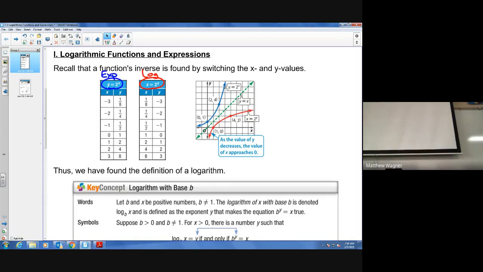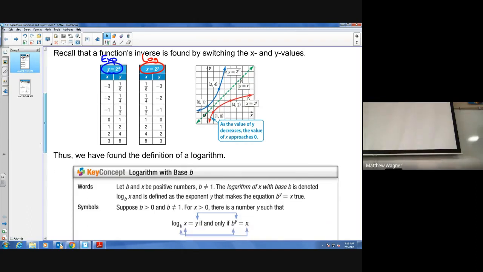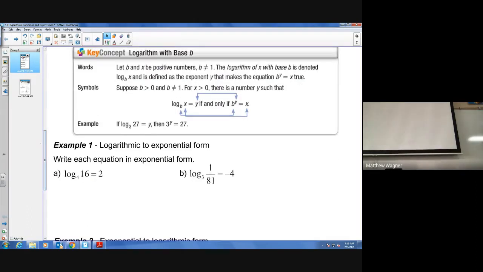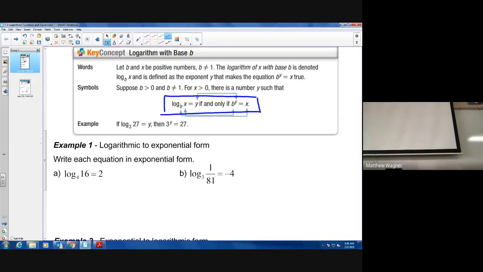So looking at these two, they are indeed inverses of each other, all right? Notice they're a reflection over the line y equals x, right? But these are two separate models. They undo each other, okay? So exponents and logs are inverses of each other, all right? We're going to look at the definition here of what logs are.